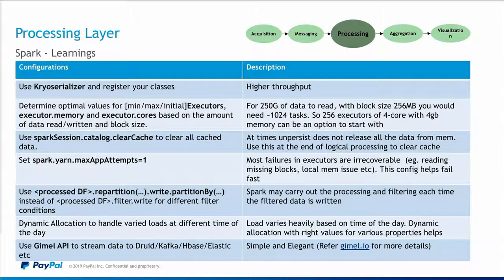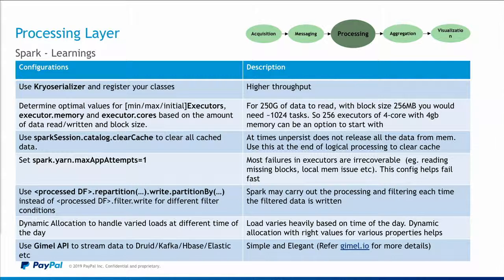The next thing is the max attempts on the Spark. Most of the failures that happen on the executors are either because it is not able to fetch a block, probably the block is missing, or it is not able to write to the local node, or one of those. All of these are kind of non-recoverable. So instead of using the default value of 4 where it tries and then starts to fail, we set it to 1 so it fails fast, moves on to a different executor to try it out, or you will be able to fix it and then rerun the job.